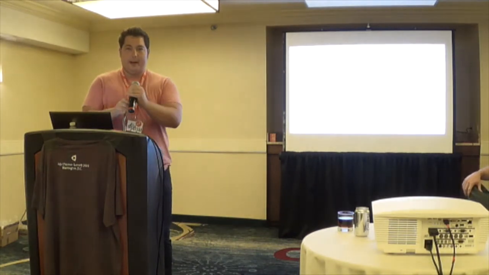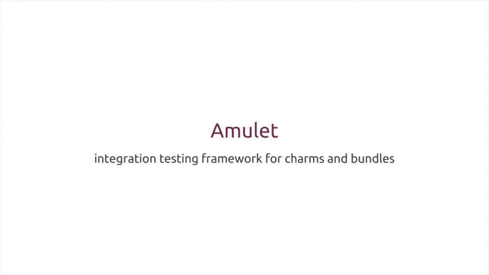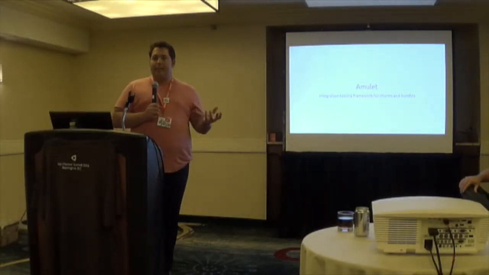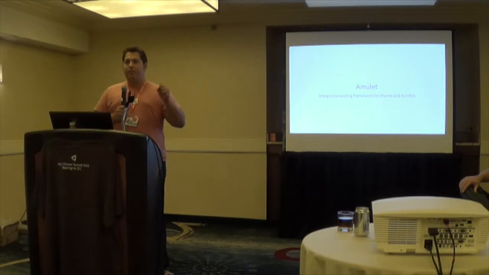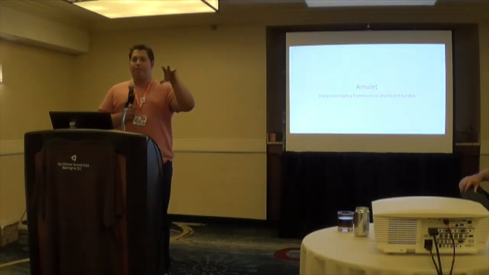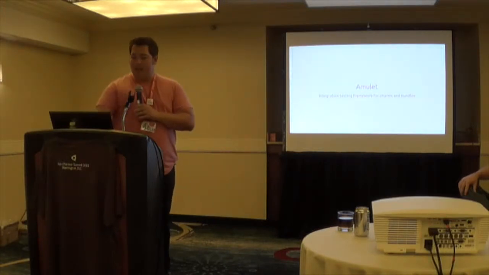The first tool I want to talk about is a tool called Amulet. In the initial overview that I mentioned to you guys earlier, we talked about several different levels of testing. Unit testing your code, your charm. Integration and functional testing as another form of testing. Amulet was written as a language agnostic framework that you can use to describe scenarios that your charm is deployed in and then write assertions against that deployment.